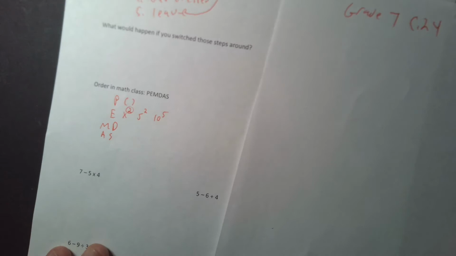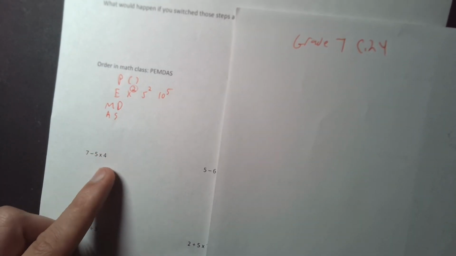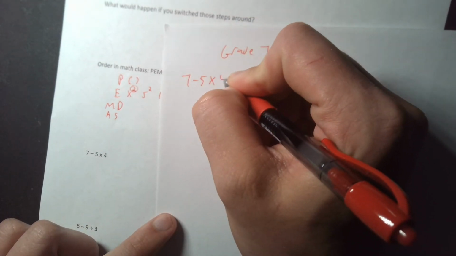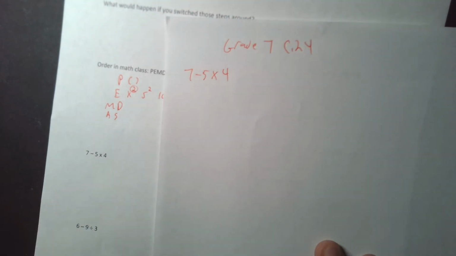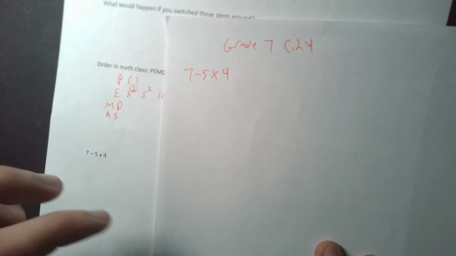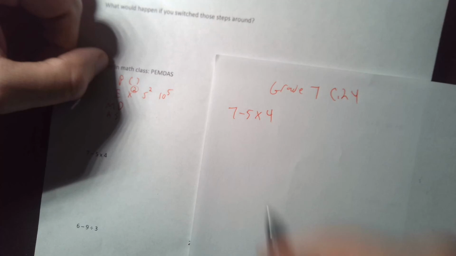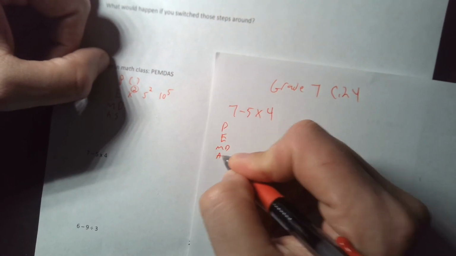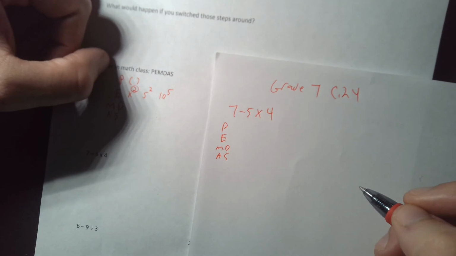So up first, we have 7 minus 5 times 4. Okay. 7 minus 5 times 4. Again, this is representing my computer screen, so I'm not going to write on here. So 7 minus 5 times 4. And we have PEMDAS. And if you have to write out the acronym every single time, that's okay.